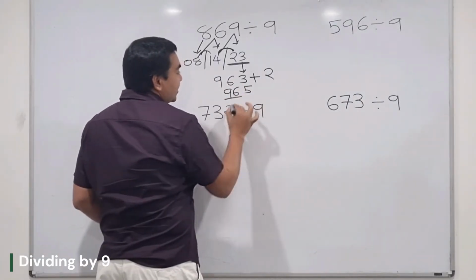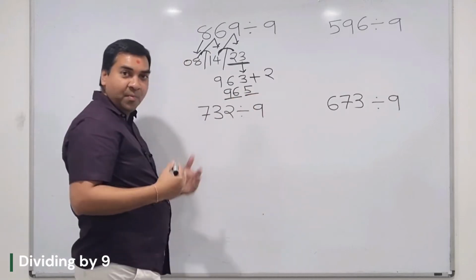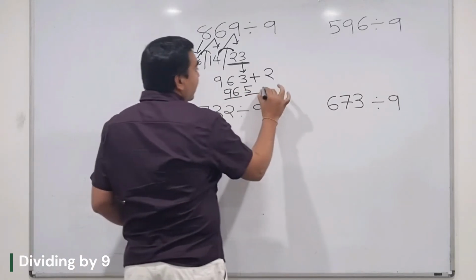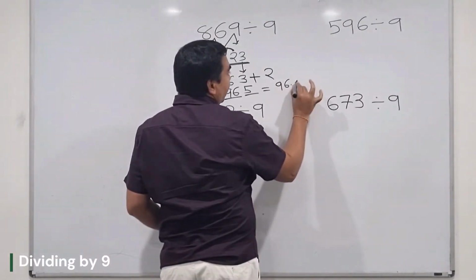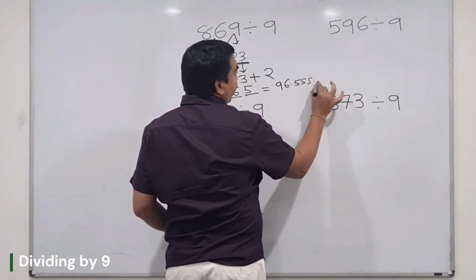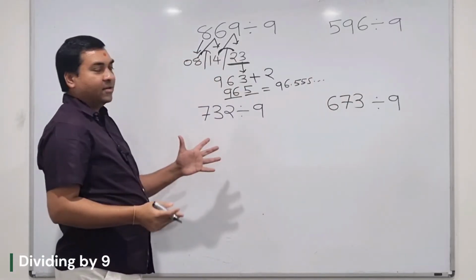This is my quotient and this is my remainder. So let us say if I want to write it down as a decimal, I can write it down, guys, 96.555, yeah, in a recurring way, and that is my answer.